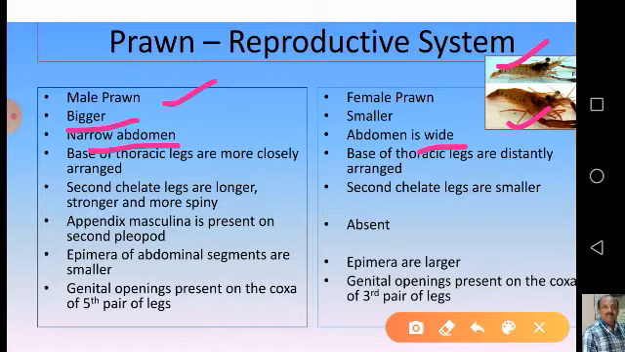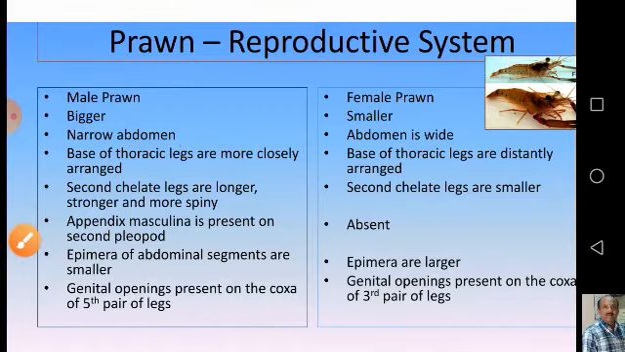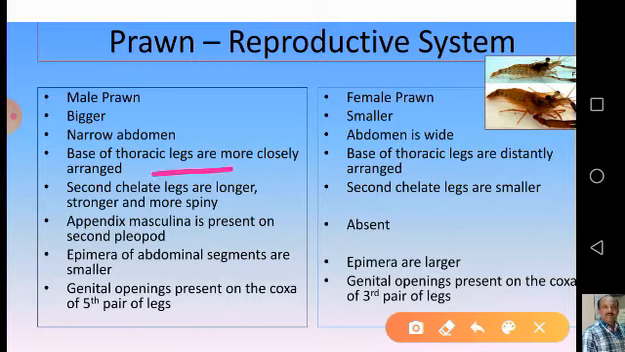Now even then, if you are unable to differentiate, let us go to the next characteristic feature, that is the base of thoracic legs are more closely arranged in males than that of the female. Here in the female, thoracic legs are somewhat distantly arranged. So this is the third characteristic feature if you want to differentiate male from female.